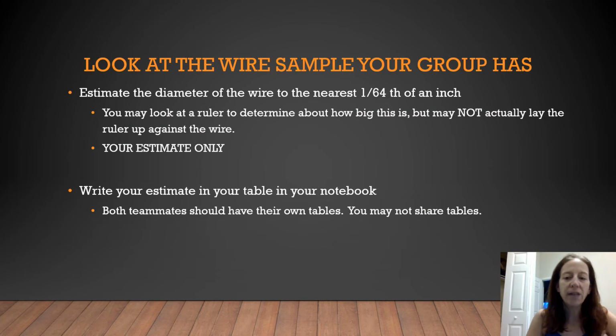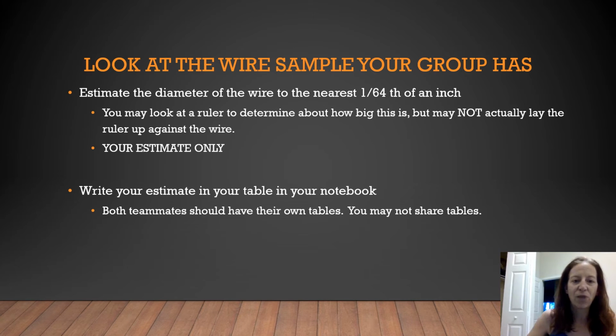Okay, so in class, what we'll do for this is I'm going to give each group a wire sample, and you are going to estimate the diameter of the wire to the nearest 1/64th of an inch. You might not know how big that is, so you are allowed to look at a ruler to determine how big a 1/64th of an inch is, but you may not actually lay the ruler up against the wire. Your estimate only. So just look at it and say, I think this is 1/64th of an inch or 2/64ths of an inch or 3/64ths. How many of those little tiny marks do you think the diameter of your wire is?